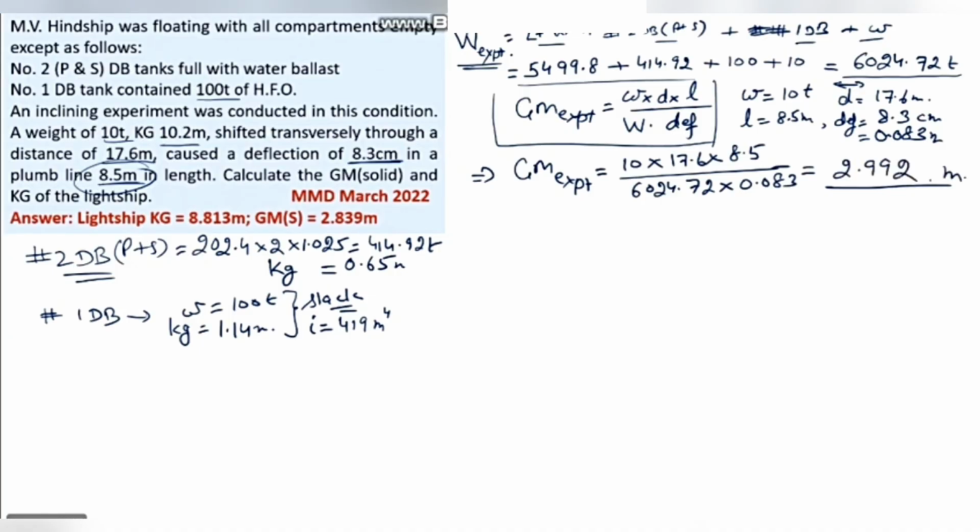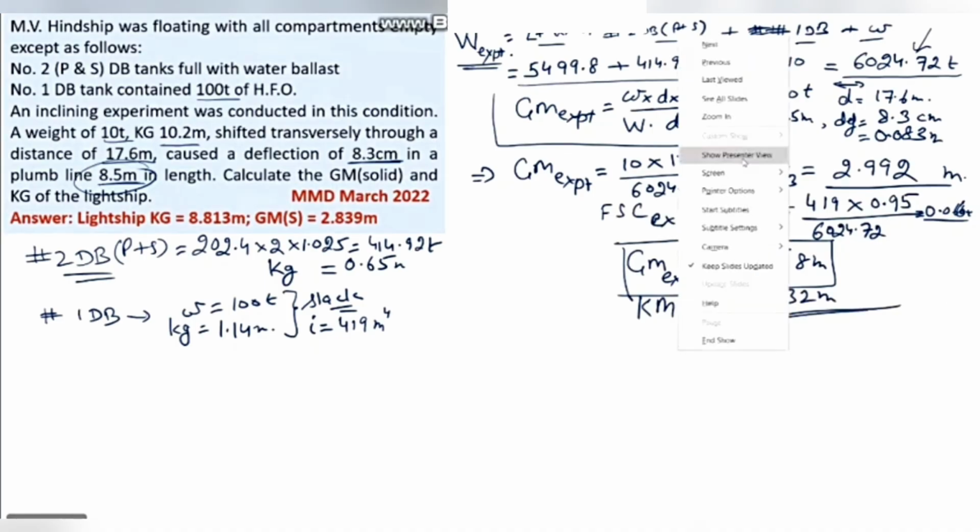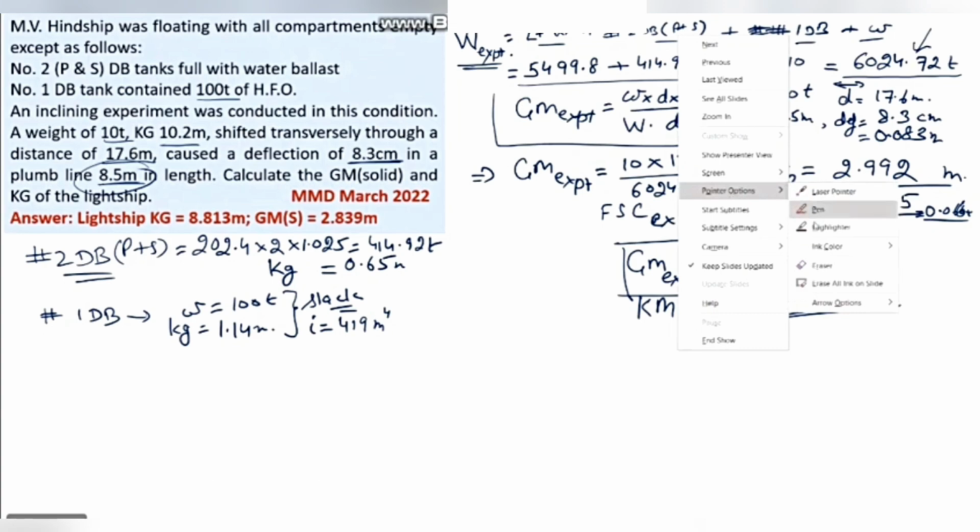Let me know if there is any concern. We have got the GM in the experiment condition, 1.132. Everybody go and see better. Let's not rush through with things. So can you repeat what we have to find? KM in the experiment condition, better. KM in the experiment condition.